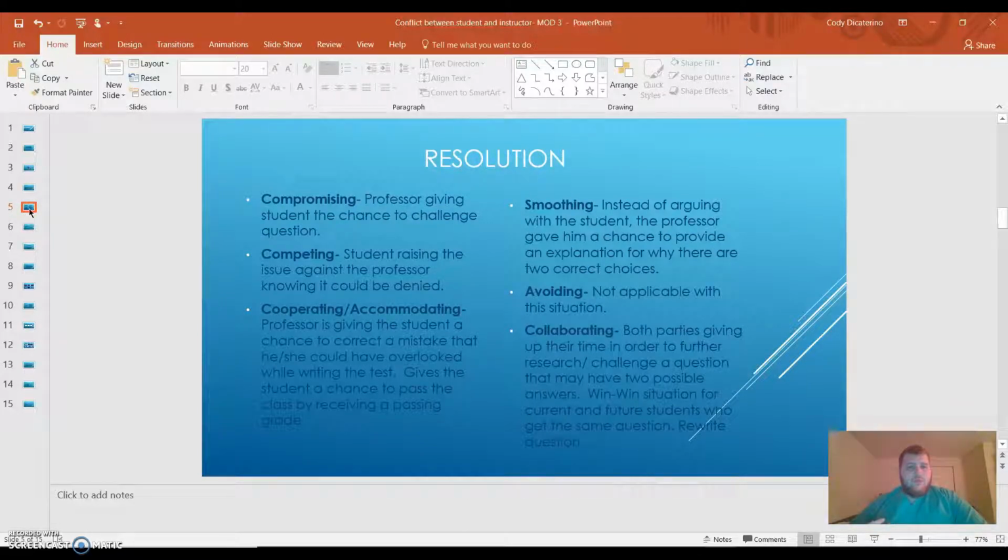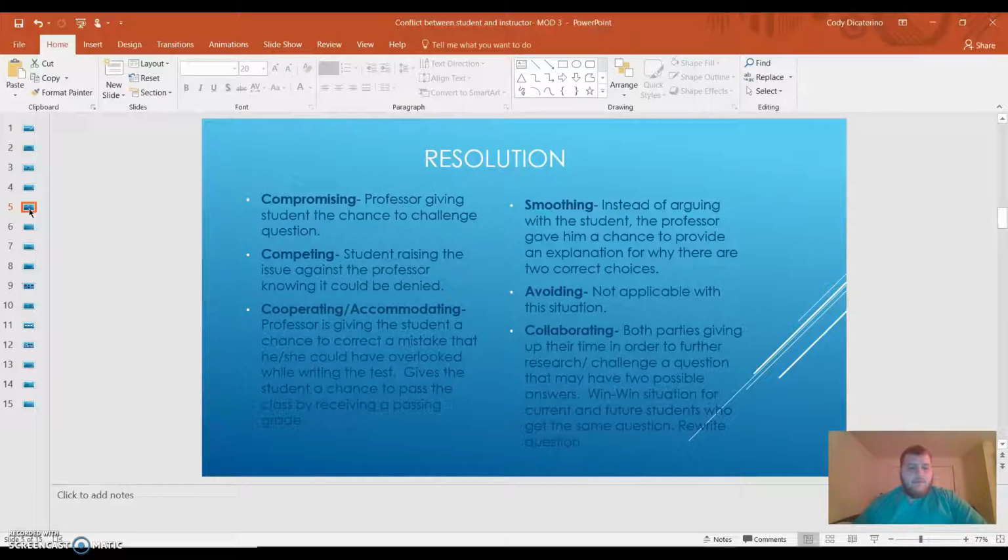So these were my examples. For compromising, the professor giving the student a chance to challenge the question. Sometimes that doesn't always happen, so it's nice when a professor is open-minded and they allow you to come up with reasons as to why you think one answer is right over another one. Competing: the student raising the issue against the professor knowing it could be denied. So a lot of students generally won't challenge professors because they just don't like to stand up to professors, knowing full well that they could be denied or told no or embarrassed in front of a class.